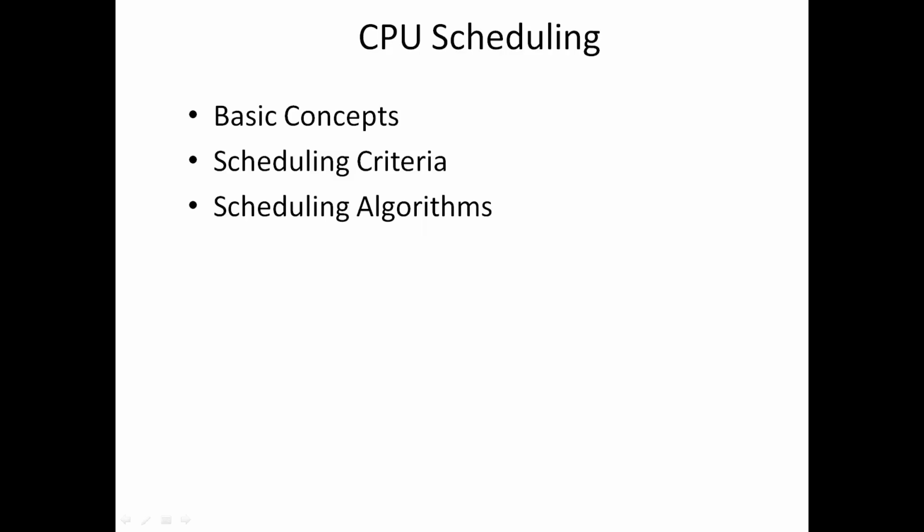So this is the outline of my presentation. First, I'm going to tell about the basic concepts of CPU scheduling. Then the different scheduling criteria for comparing the scheduling algorithms. Then followed by scheduling algorithms.